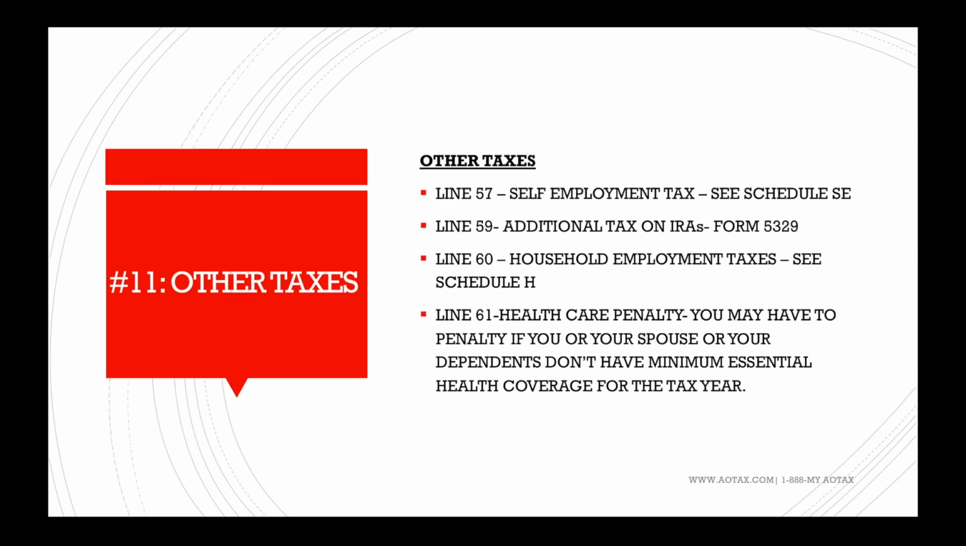If you did a premature or early withdrawal from an IRA, you may be levied with additional tax. And in case you have a household employee, you may have to pay household employment taxes on line number 60. There is also a healthcare penalty you may have to pay if you, your spouse, or your dependents don't have minimum essential health coverage for that particular tax year. That's on line number 61.